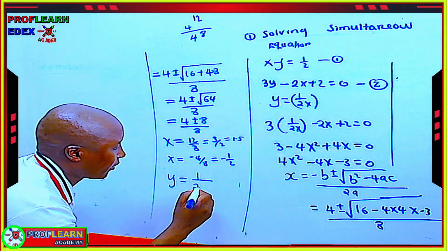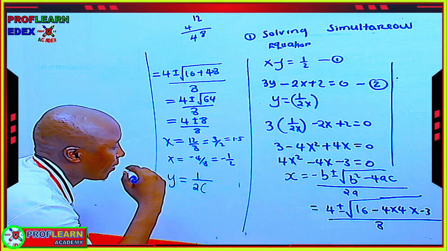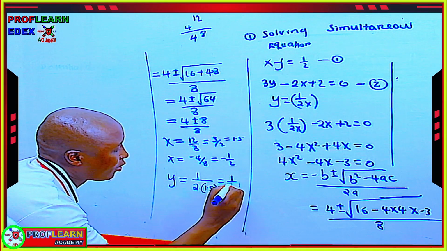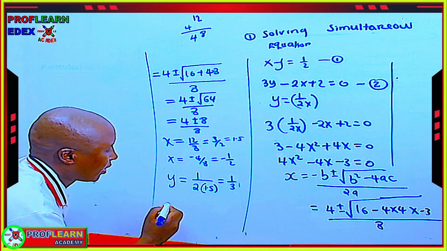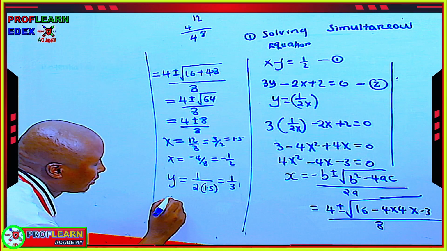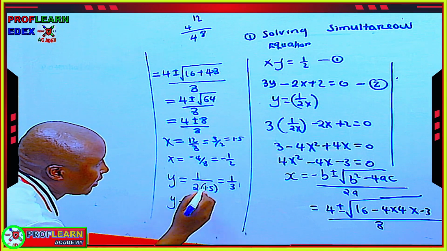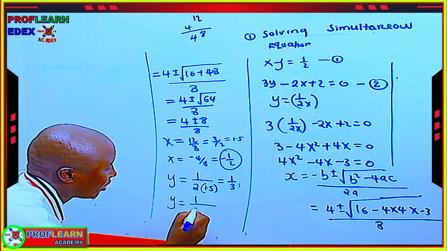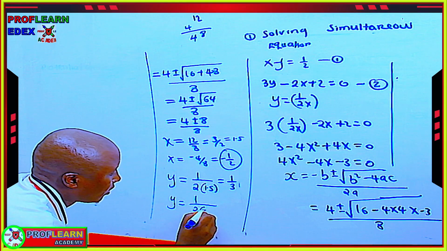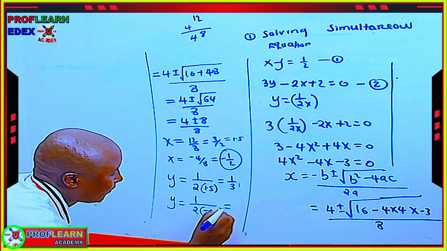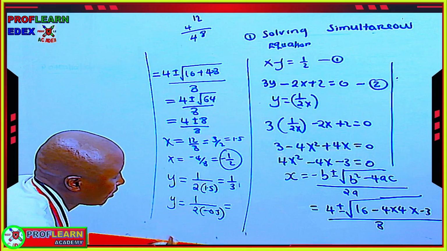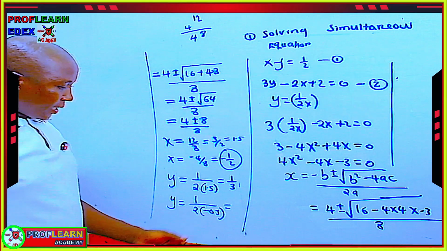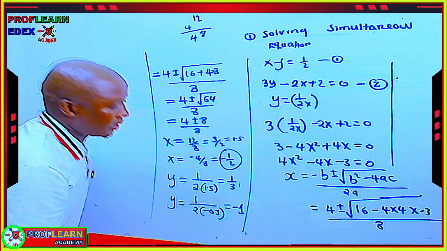Yeah, it's 1.5. So this is going to be 1.5 times 2. That is going to be 1 over 3 as the value of y. And the second value of y is when x is negative 0.25, negative 1 over 2. So it will be 2 into negative 0.5. And that is going to translate to negative 1. So the final answer becomes negative 1.